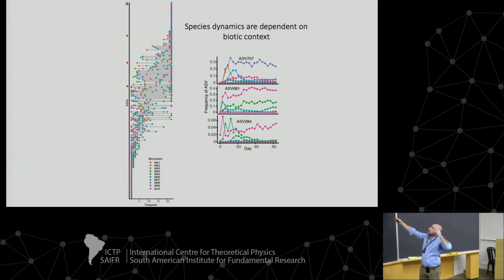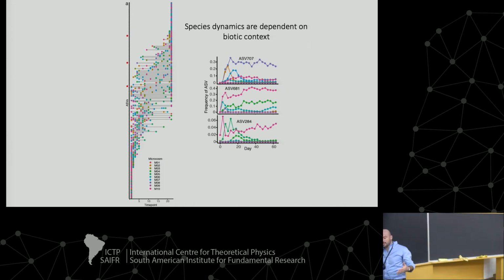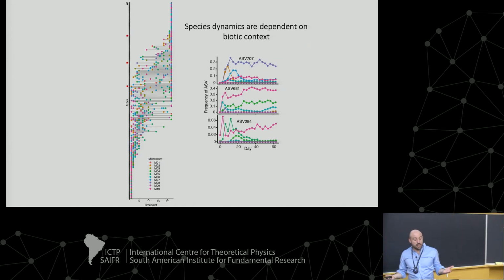And this is a taxon that is really abundant. It goes to 30% of the community here. In a different microcosm, it goes up and then declines and goes extinct. And in others, it stays there at low abundance, and so on. In all these cases, it can be very different. So again, it's the same point: the dynamics are really different for specific taxa when they are in different communities.